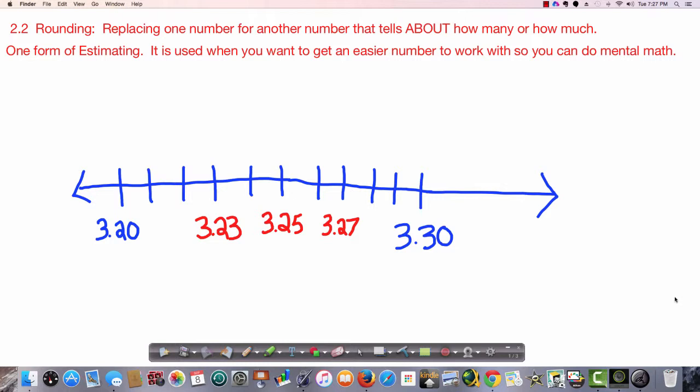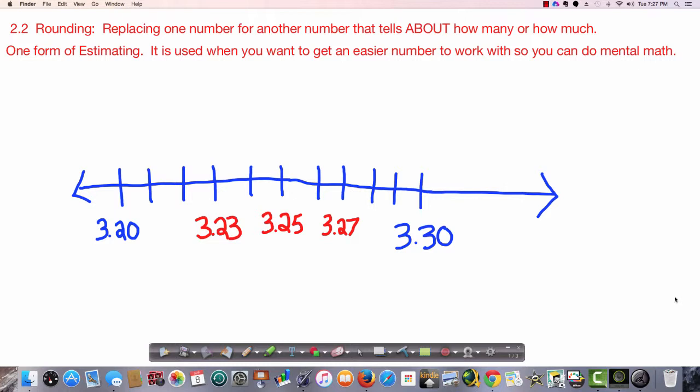As you can see on the screen, it says rounding: replacing one number for another number that tells about how many or how much. So we are not getting an exact answer, we're getting a number that's close to the exact number. It's a form of estimating. It is used when you want to get an easier number to work with so you can do mental math.